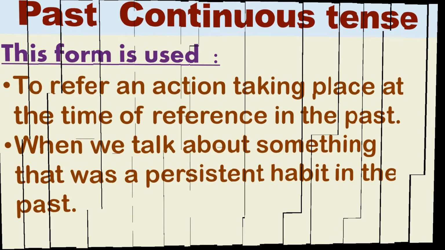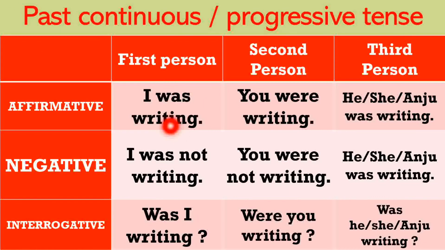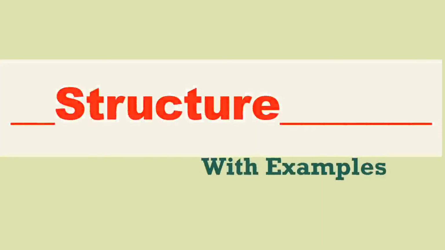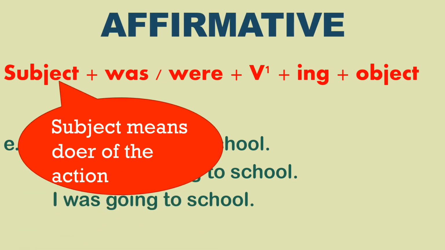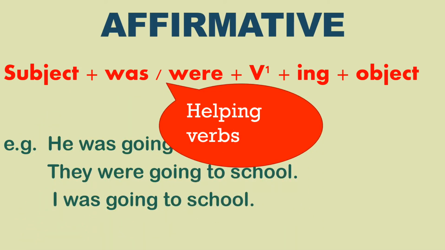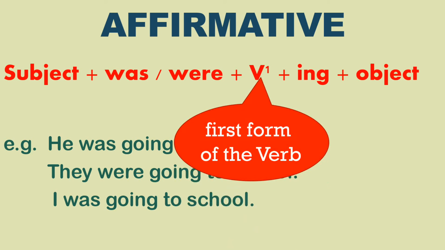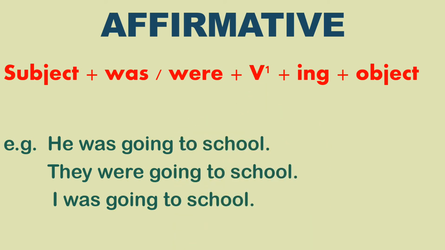Now see the chart. ing form, continuous tense, you already know that we use ing form, and our helping verb will be was or were with all the subjects. You know the use of was with singular and were with plural. Now see the structure. Affirmative: subject, was or were as your helping verb, first form of the verb with ing, and then object or complement. He was going, they were going, I was going.